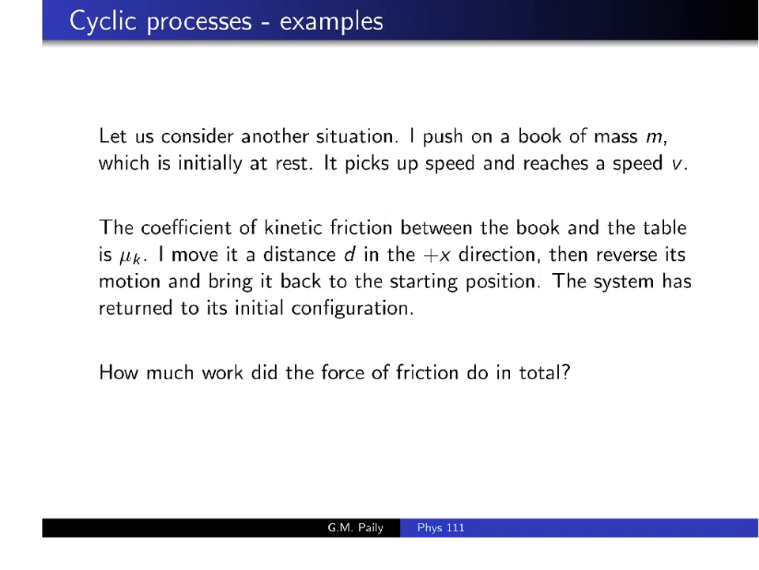I started with the book at rest at a certain position, and at the end of the cycle the book is back to the same position and the velocity is zero again. So the system has returned to its initial configuration, right? The same position, same velocity, all of that. So the system has completed one whole cycle. So now, what about the work done by the force of friction?